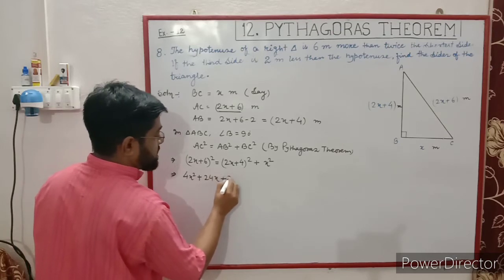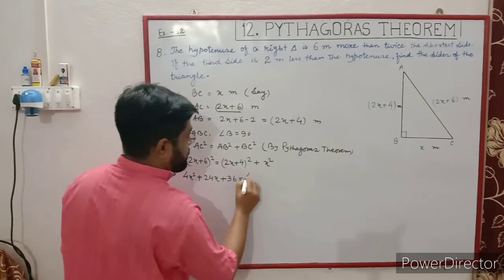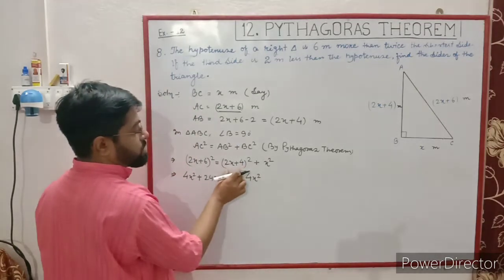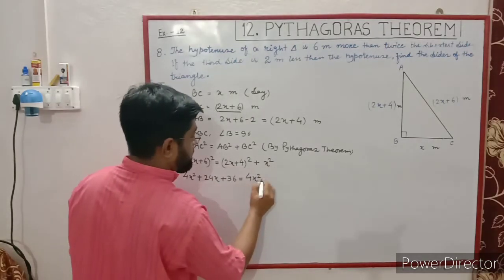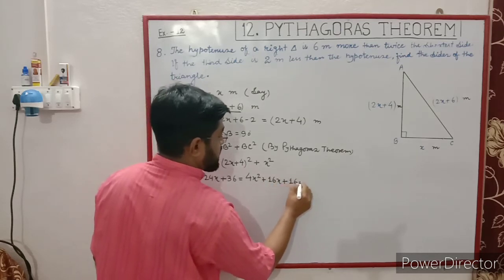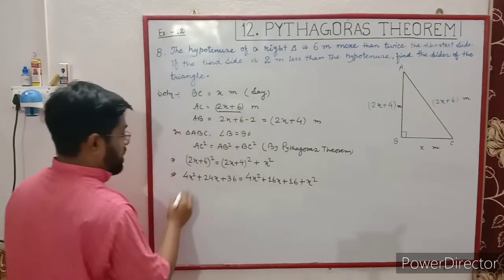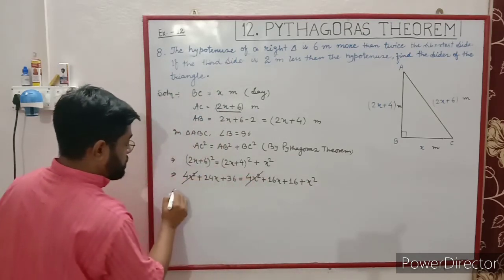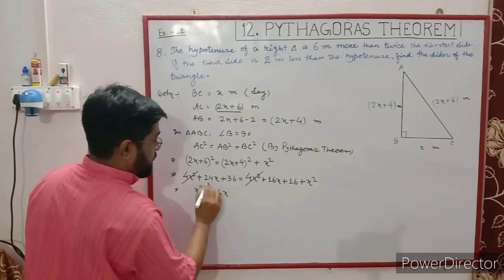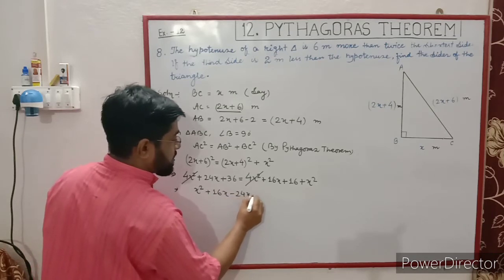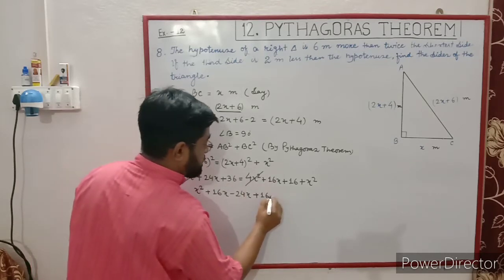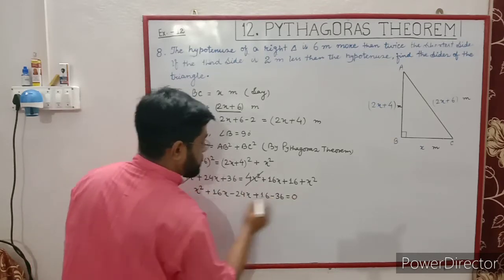24x plus 36 is equal to 4x square. 2x plus 4 whole square is in term of a plus b whole square, so expand: 4x square plus 16x plus 16 plus x square. Now 4x square cancelled out. So we have x square plus 16x minus 24x plus 16 plus 36. Go that side, it becomes minus 36 is equal to 0.